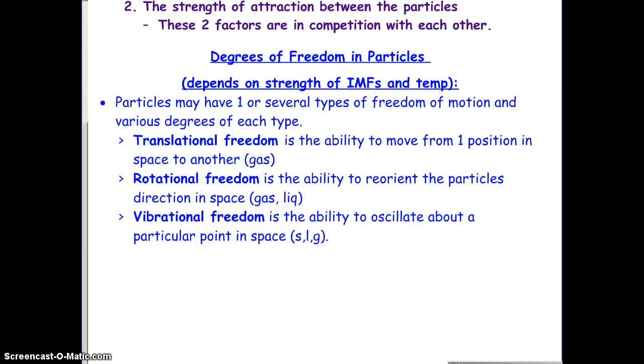Rotational and vibrational freedoms are related to the ability of one particle to move itself, not move position, but move itself in an axis. Rotational is talking about reorienting its direction. That's only going to happen with liquids and gases because they're not locked in position. Liquids just feel more attraction for their neighboring particles, which means they stay in their liquid state.